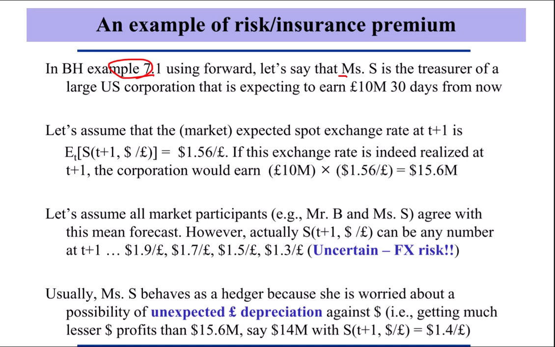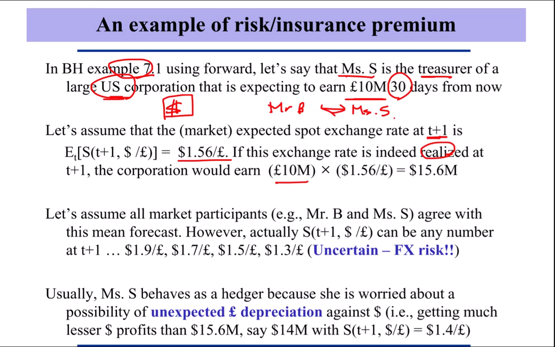Let's say Miss Sell is the treasurer of a large US corporation expecting to earn 10 million pounds 30 days from now. So we have Mr. Buy and Miss Sell. And be careful, Miss Sell is the treasurer of a large US corporation. It means this company will measure profit and loss in dollar terms. Let's assume that the market expected spot exchange rate in the future at T+1 is $1.56 per 1 pound. If the market expected spot rate is indeed realized at T+1, Miss Sell would earn 10 million pounds times 1.56, pounds will be cancelled and she will get $15.6 million.